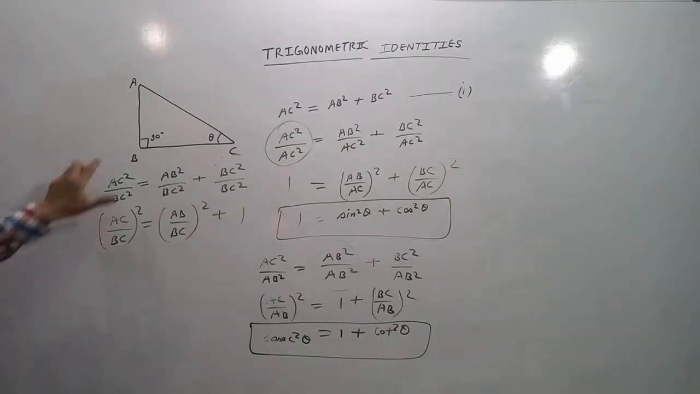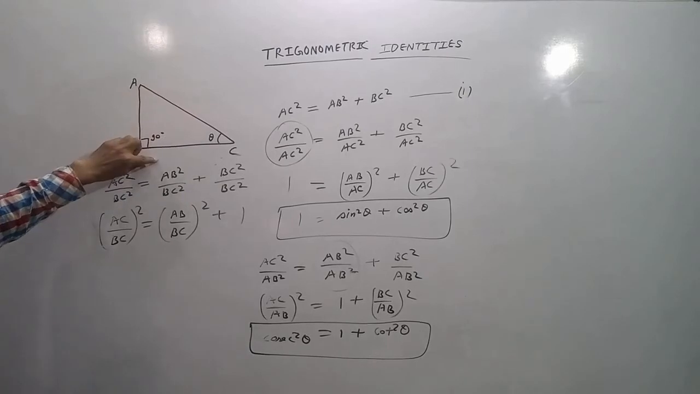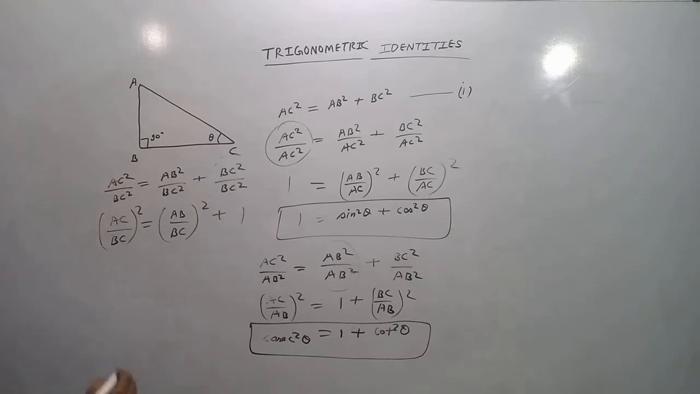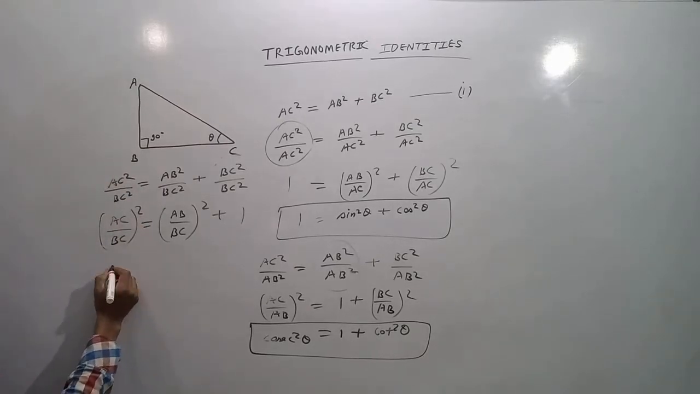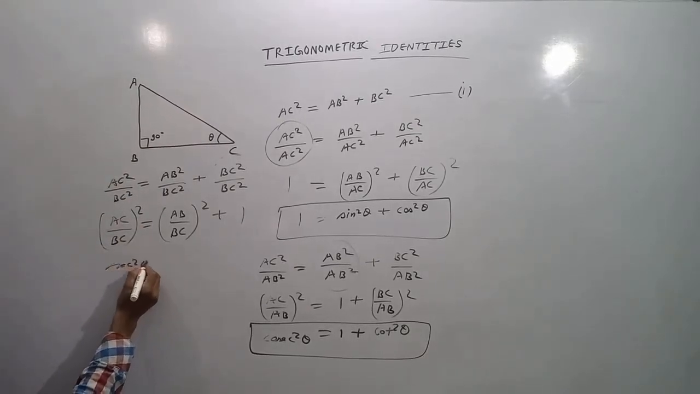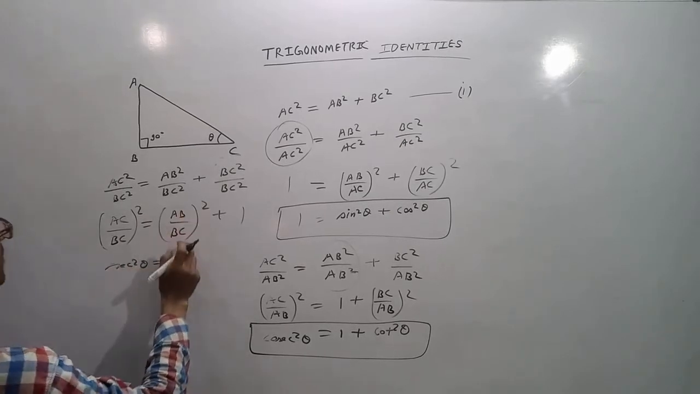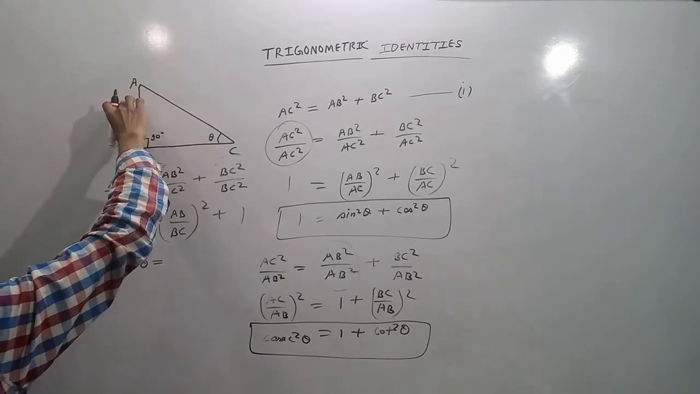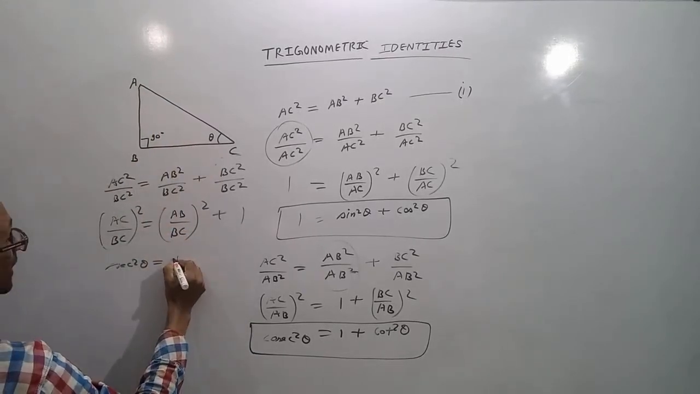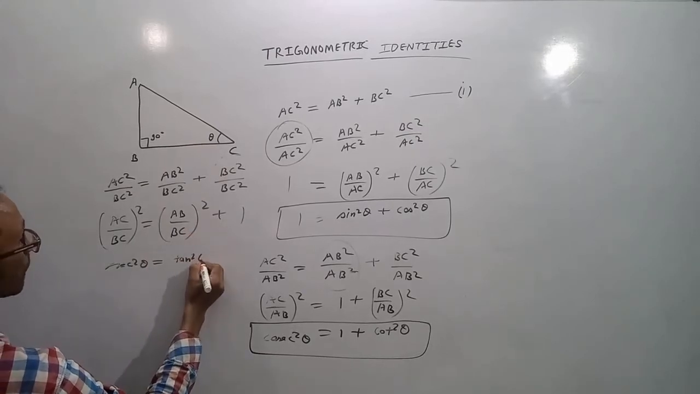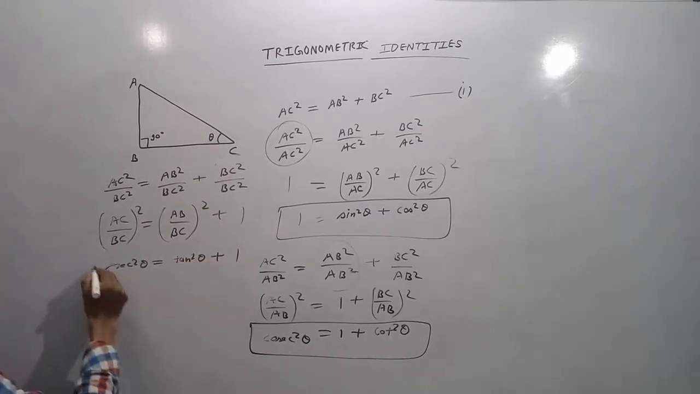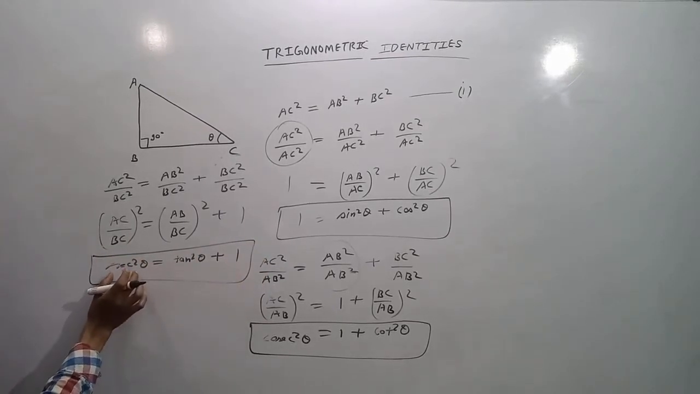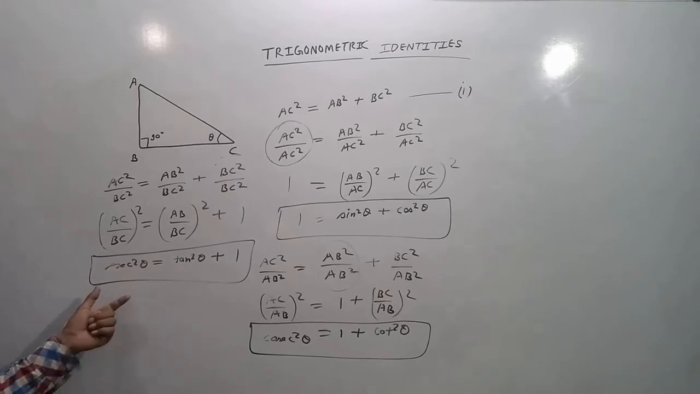AC upon BC, hypotenuse upon base, is nothing but sec theta, and there is a square, therefore sec square theta, right, is equal to AB upon BC, which is nothing but perpendicular upon base, means tan theta, and there is a square, therefore tan square theta plus 1. This is your third and last identity. 1 plus tan square theta is equal to sec square theta, right?